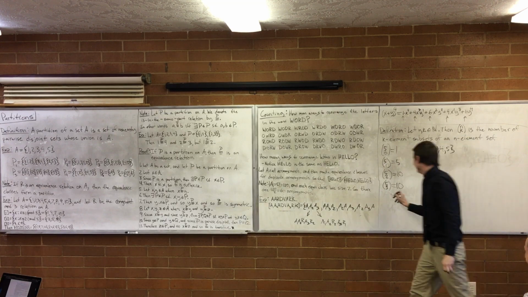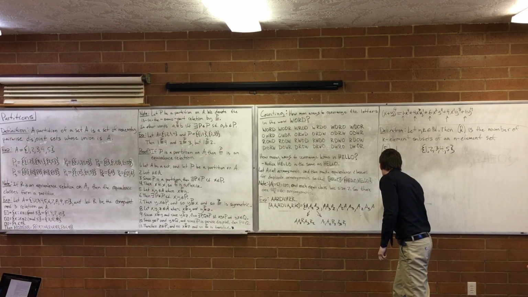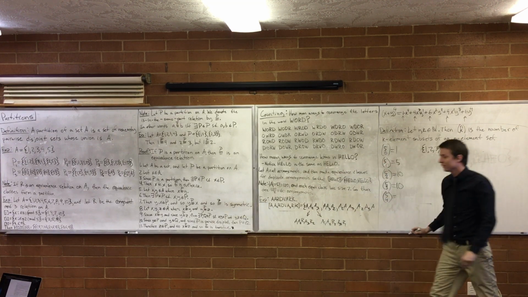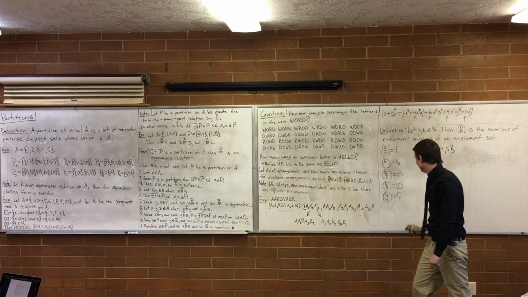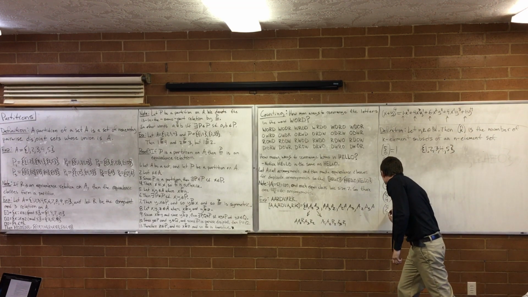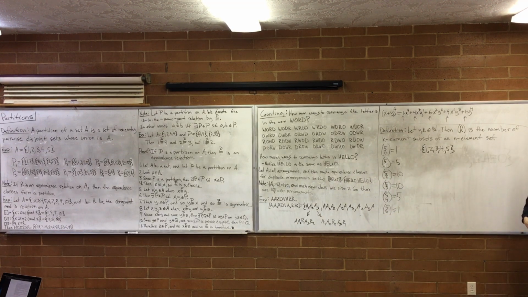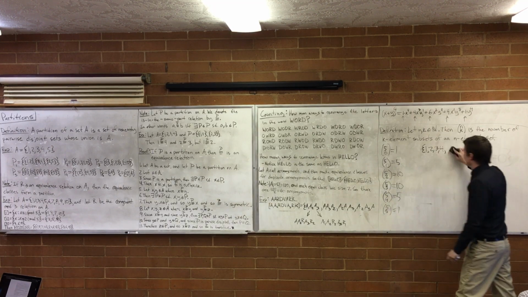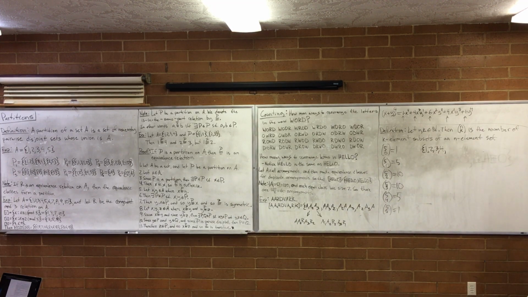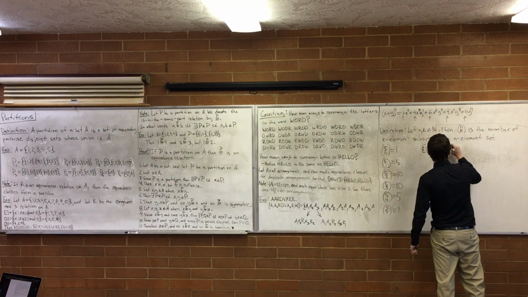And then 5 choose 4 is 5. And then 5 choose 5 is 1. This is starting to make more sense. Starting to click in your head. Should we do 1 more? Sure. Let's bump it up to 6. It's getting out of control.